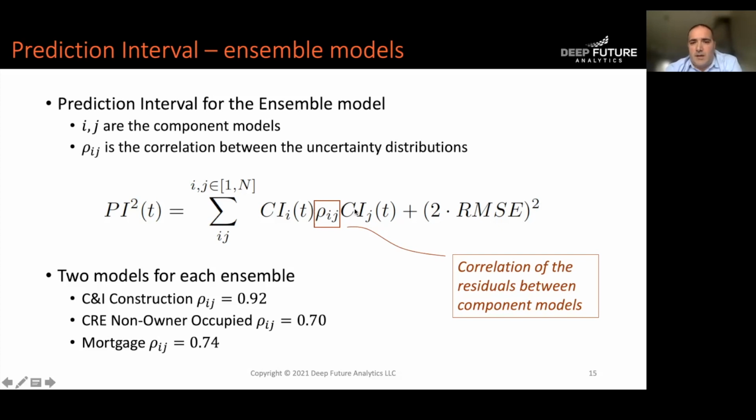So to do this, we measure the correlation between the residuals of the ensemble models. In our case, we only have 2 models in each of the ensembles for this specific sub-portfolios that we are presenting here, but some of the other ones had more than 2 models. And we see that the correlation between the residuals within the ensemble, between the 2 models in the ensemble, is 0.9, 0.7, 0.74. So it's relatively high. And that formula here is going to give us the prediction interval for the ensemble model.